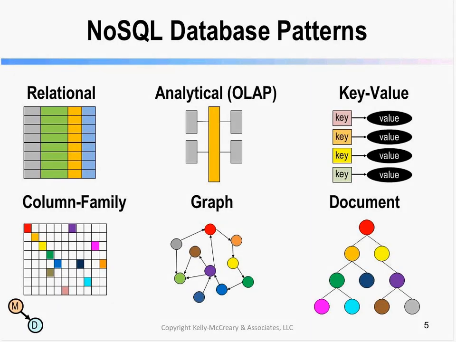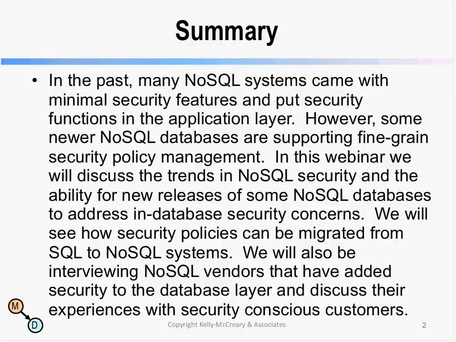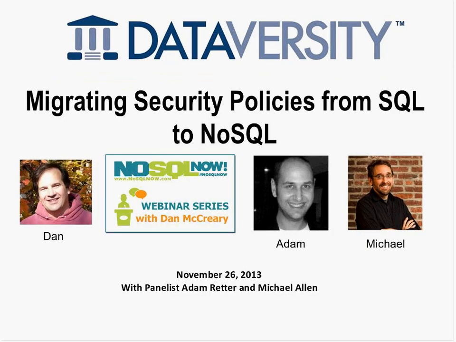To make sure everybody has a good background on what we mean, the traditional models we call the relational in the upper left-hand corner here. And others are also familiar with the analytical or the OLAP models. But NoSQL stores bring us 4 new patterns: key-value stores, column family stores, graph, and document. Michael is an expert on Apache Accumulo, which is the column family in the lower left, and Adam is an expert on security within document stores. So with that, I'd like to have the speakers introduce themselves and tell us a little bit about your background and how you got into the NoSQL space. Adam, would you like to start off?